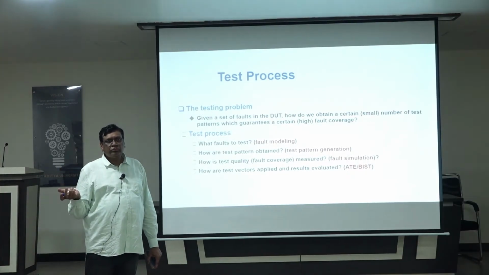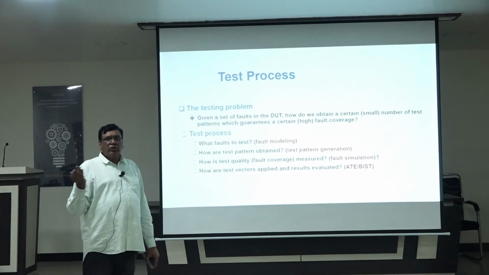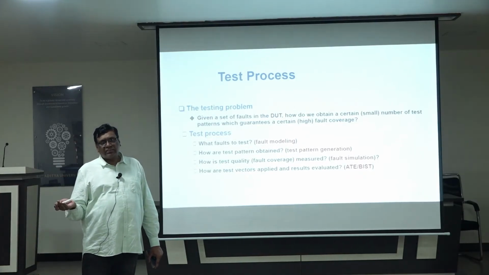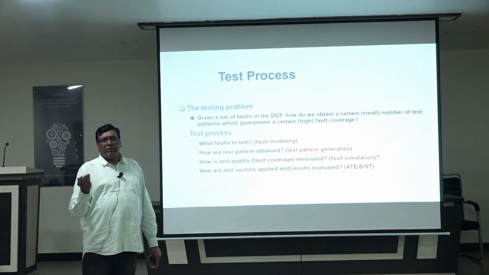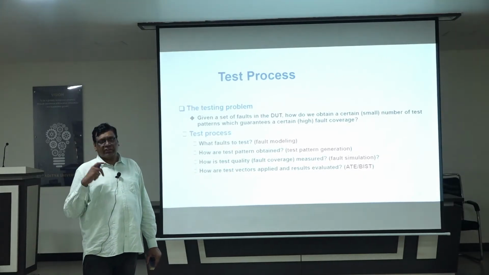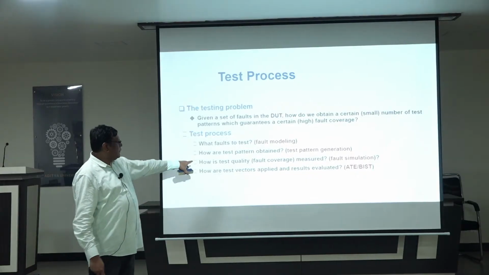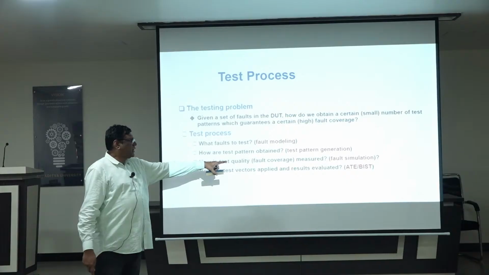Accounting. Suppose 5 crore transistors are there. If I tested only 2 crore transistors, that will be 40% of that, so it may have a coverage of only 40%. That accounting will be done by the fault simulation. Finally, what has to be done? The test vector is applied to the tester.